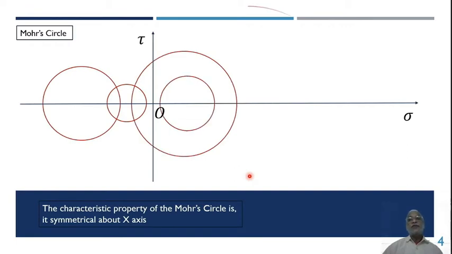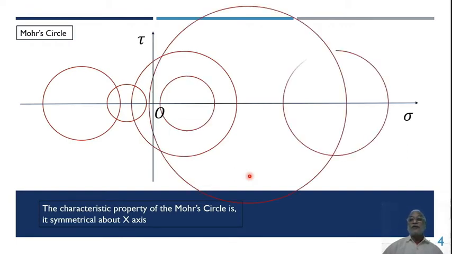There are a number of circles that I have drawn, but all of them are symmetrical about the sigma axis or normal stress axis. You cannot have a circle like that. Mohr circle cannot be like that, or Mohr circle cannot be somewhere there. It has to be always symmetrical about the x-axis. All these are Mohr circles representing a general biaxial stress system.